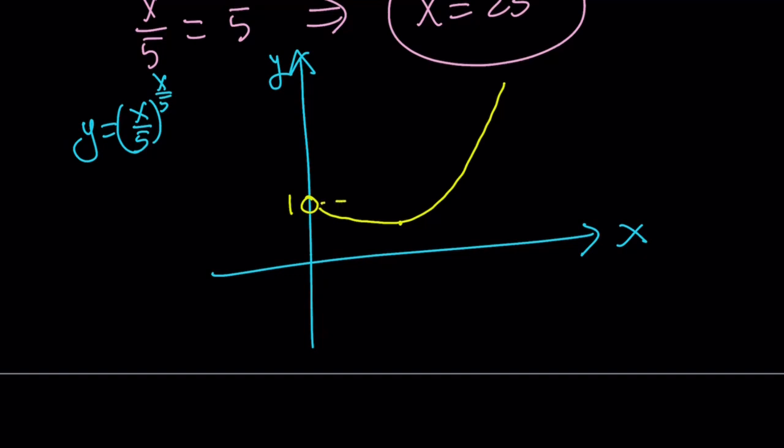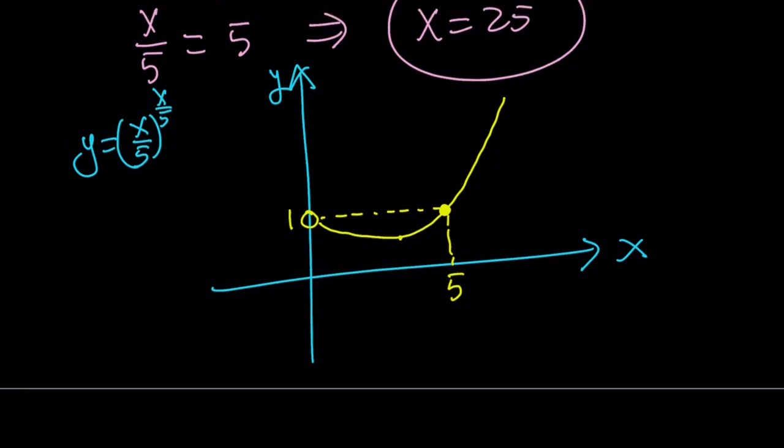So now if you draw a horizontal line from y equals 1, you're going to notice that we hit x equals 5, and that is actually a point on the graph. We don't have 0, 1, but we have 5, 1 on the graph. But wait a minute. Isn't this the graph of y equals x over 5 to the power x over 5? So does that mean x equals 5 is the solution? No, we're not solving x over 5 to the power x over 5 equals 1.